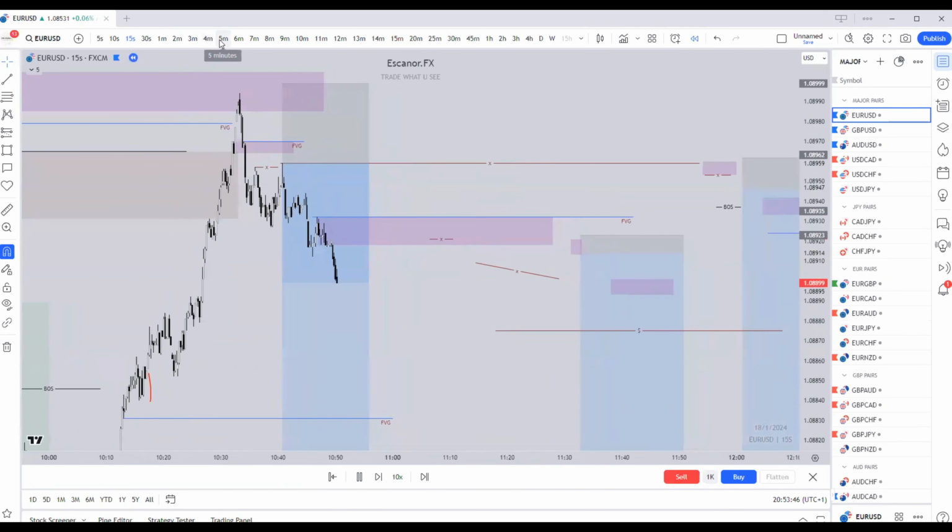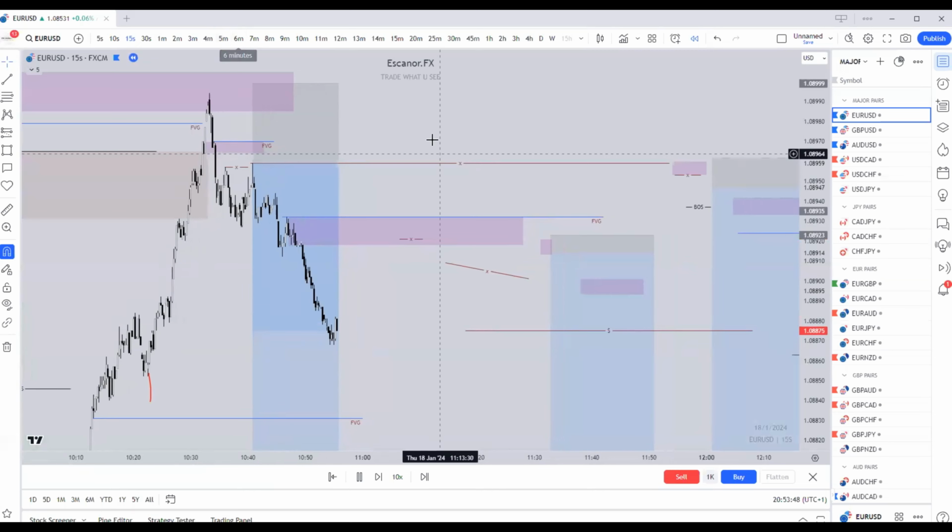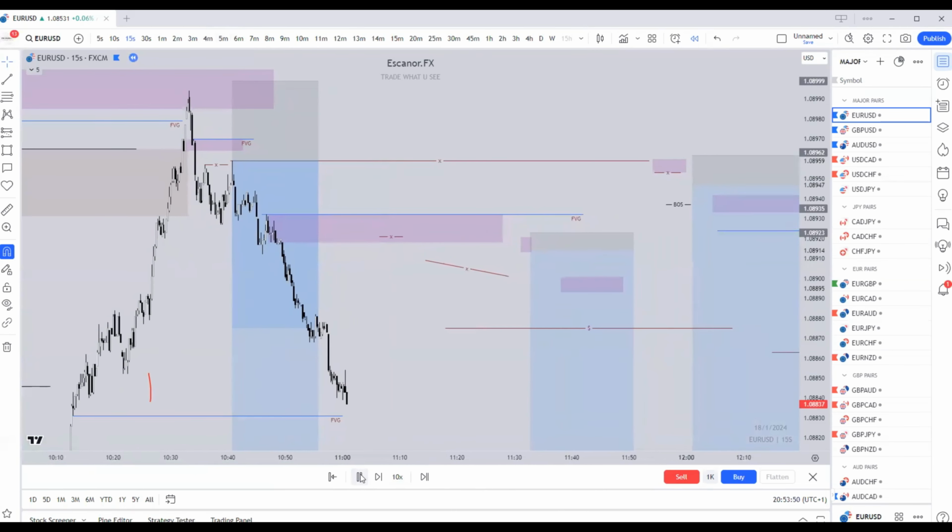Because early traders move their stop losses to break even. This is why we consider this future inducement.